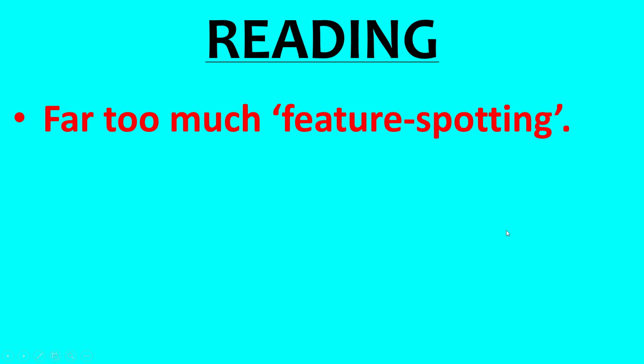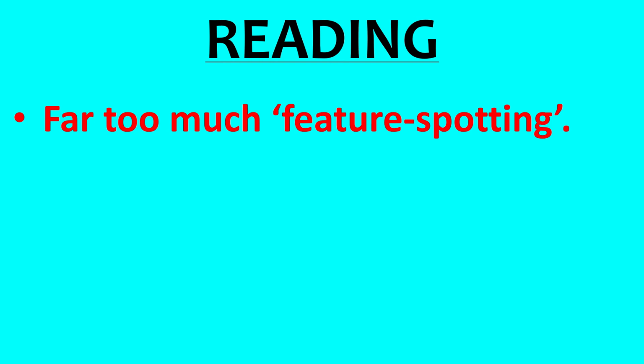Okay, the third one is far too much feature spotting. What I mean by feature spotting is you pick out a quote and you say, this is alliteration, or this is repetition, or this is a simile, or this is onomatopoeia. You do not get any marks for spotting a technique. So you don't get any marks for saying that's a simile, that's an alliteration. My advice would be to completely ignore it.